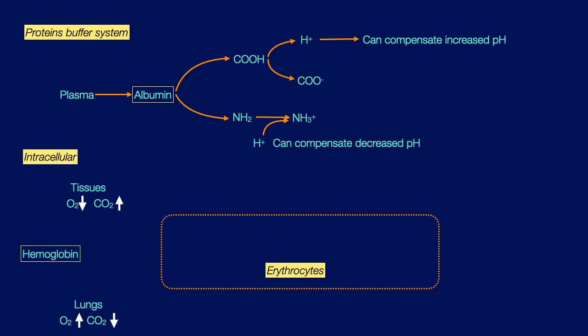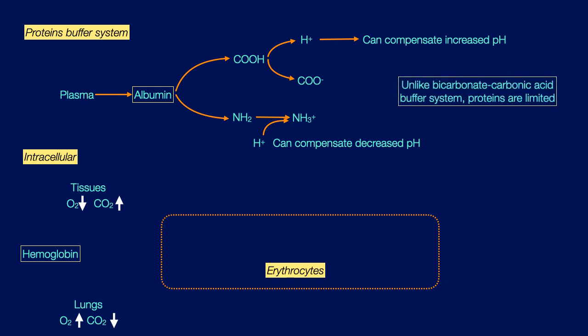But unlike the bicarbonate buffering system, there are only a limited number of proteins in our plasma, which limits how much they can buffer. Alright, until now we've explored the extracellular fluid, but intracellular pH has to stay balanced as well, and this is the pH inside the cells. Cells are full of proteins, and they are the most significant intracellular buffer in this case.